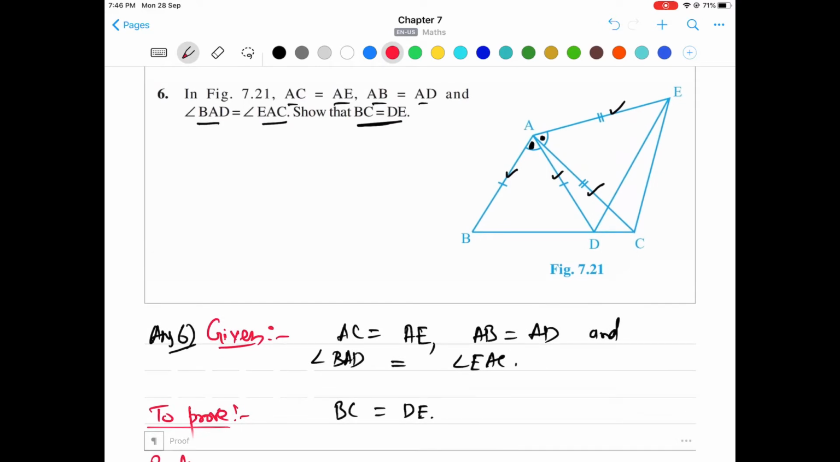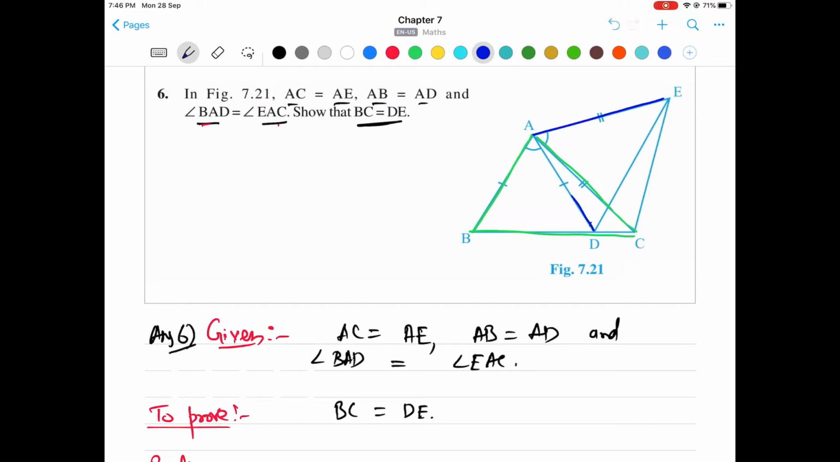Proof. As I said, now you can see easily. We have one pair of sides equal, these two. We have another pair of sides equal, these two. So we have two sides and their included angle. The included angle is also given, that BAD and EAC are equal. But let's see the two triangles separately first. I will mark them with different colors. So the first triangle is this one, ABC, and the second triangle is this triangle AED.